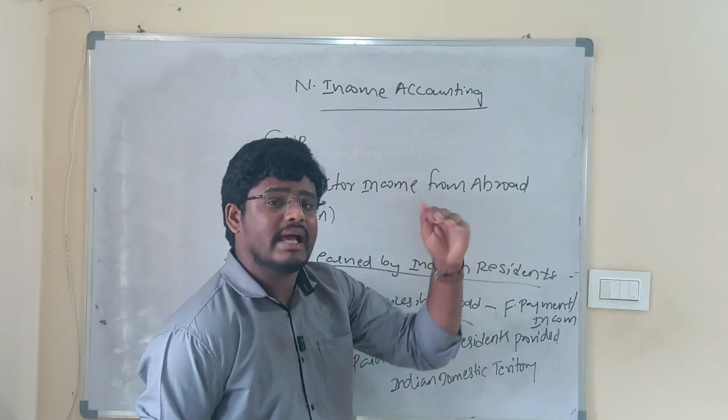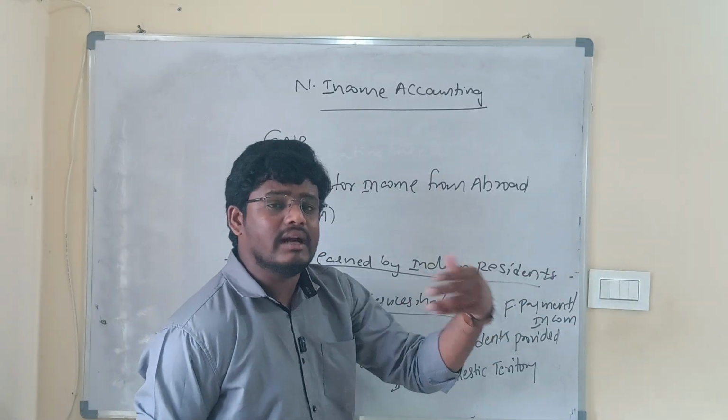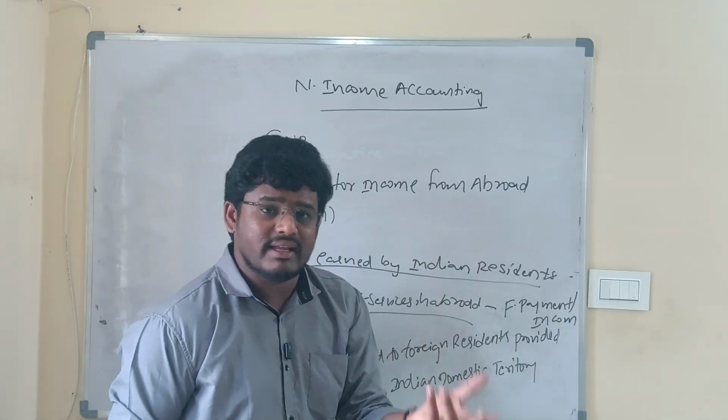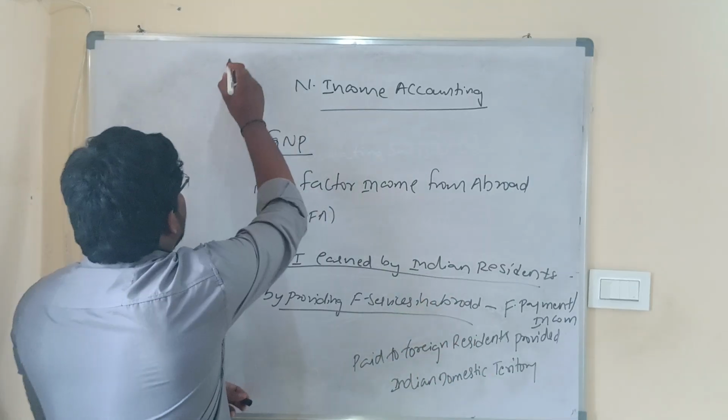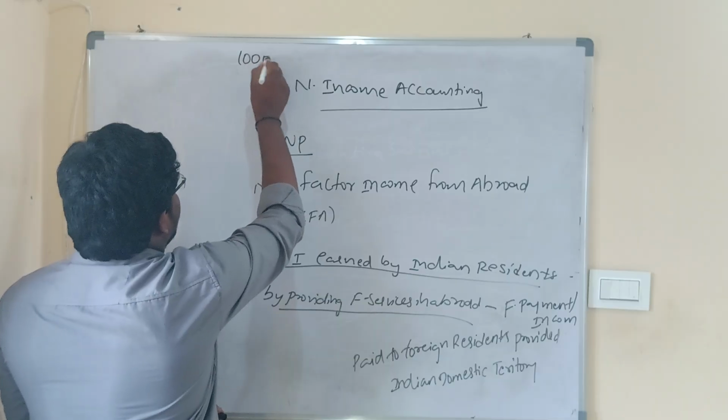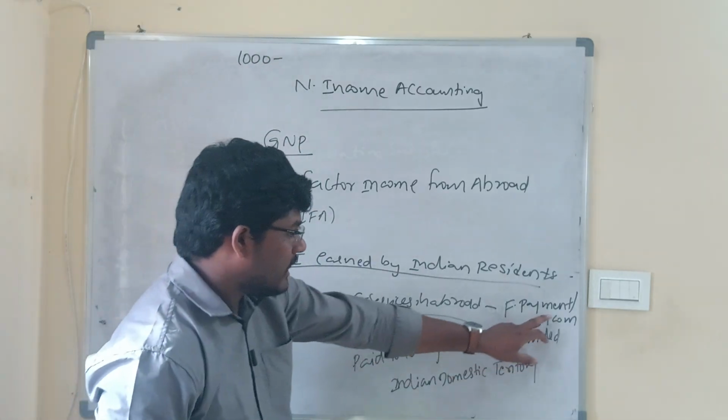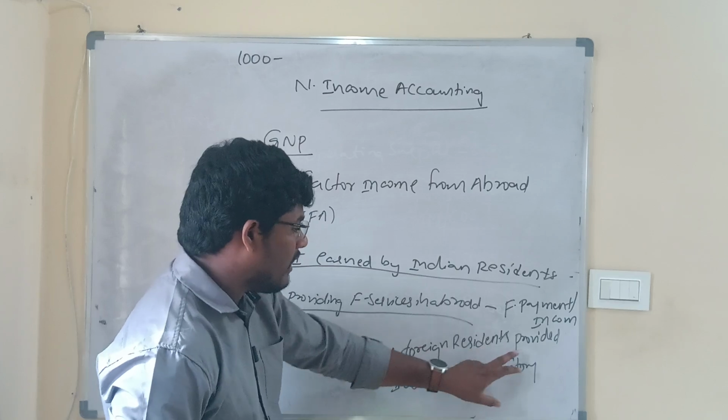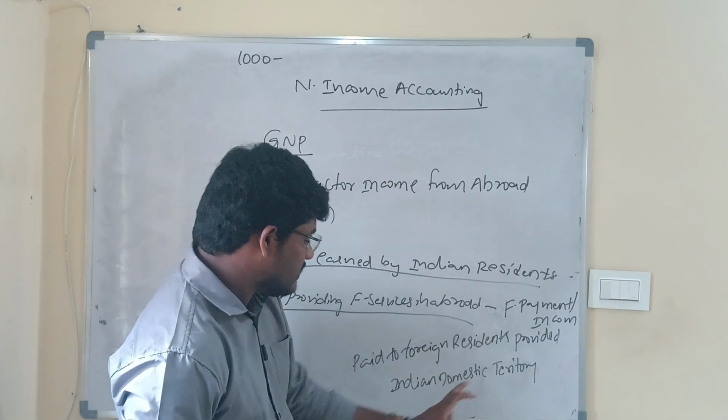In the USA he has provided services and he has earned certain factor income, like wages and salaries. So imagine it as ₹1,000, is the factor income, minus factor payment or factor income paid to foreign residents who provided services in the Indian domestic territory.